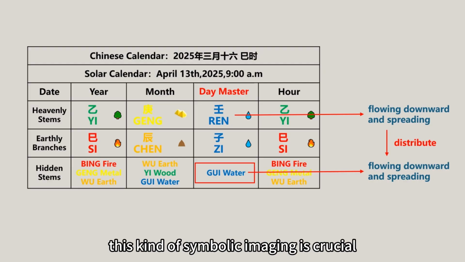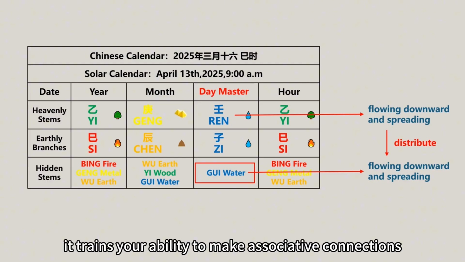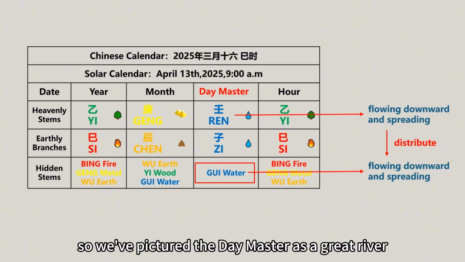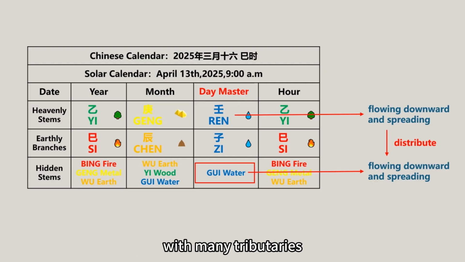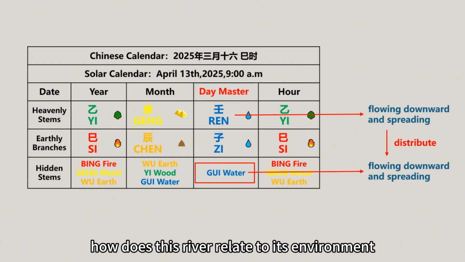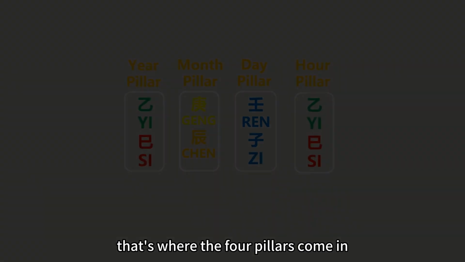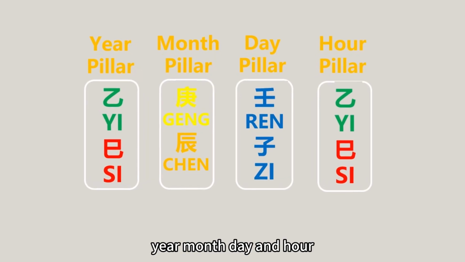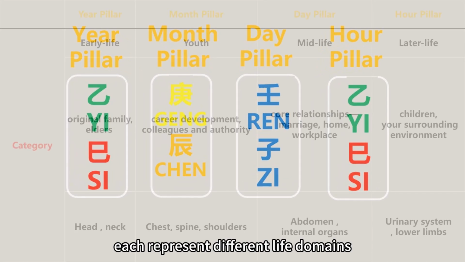This kind of symbolic imaging is crucial because it trains your ability to make associative connections, which is one of the core skills in reading BaZi. So we've pictured the day master as a great river with many tributaries. Now the question is, how does this river relate to its environment? That's where the 4 pillars come in: year, month, day, and hour. Each represents different life domains.